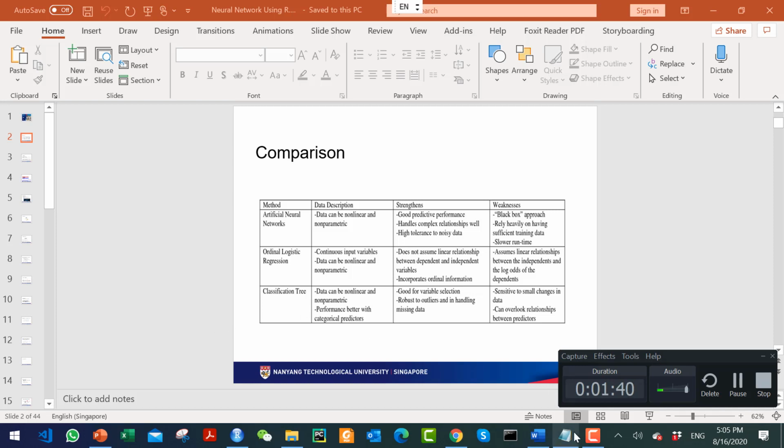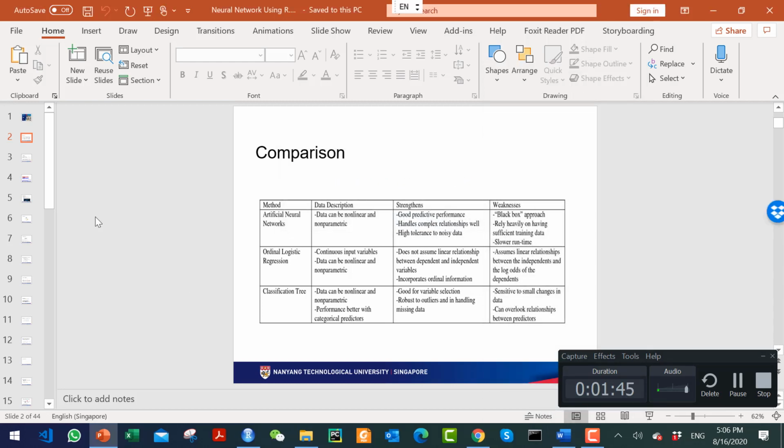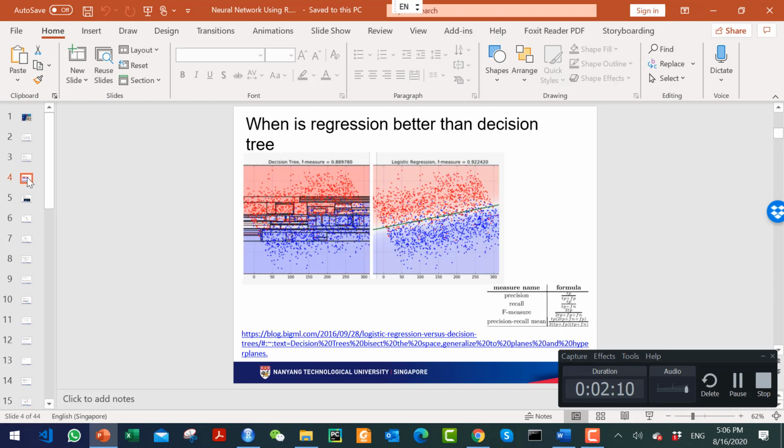So these are some things we look into in the comparison, and of course, a more detailed one. For non-linearity and complex relationships, decision tree is always better. In general, decision tree has better handling of structured data, and for structured data it can perform better than regression. So same thing, decision tree and logistic regression.